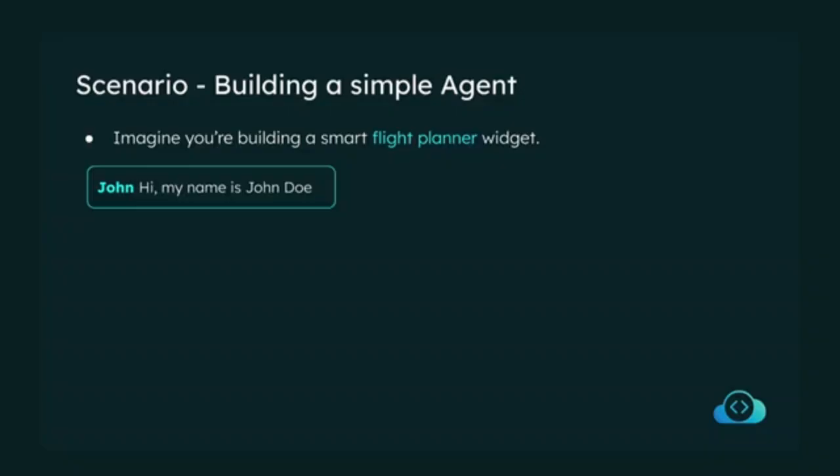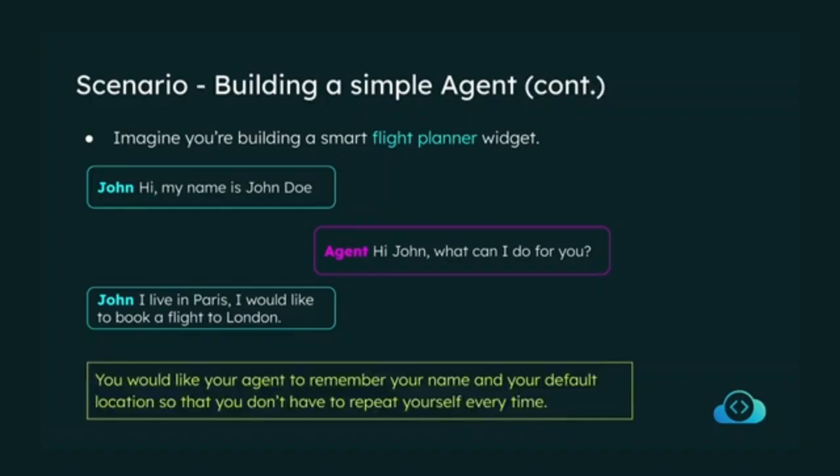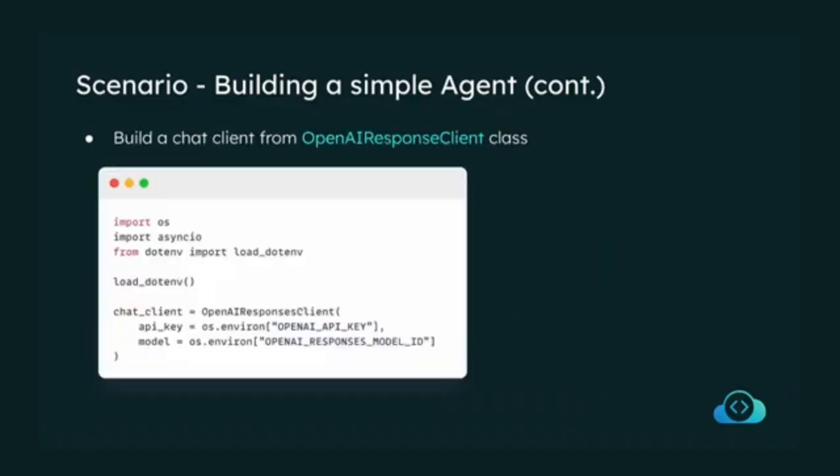So let's say I shoot off a message saying, "Hi, my name is John Doe." The agent responds, "Hi, John, what can I do for you?" And I'm like, "I live in Paris and I would like to book a flight to London." So all the conversations after this message, I would like my context to be stored in terms of memory or whatever, but I would want my agent to know that my name is John, number one, I live in Paris, number two, and that I'm temporarily flying to London. So there are like three variables at play here.